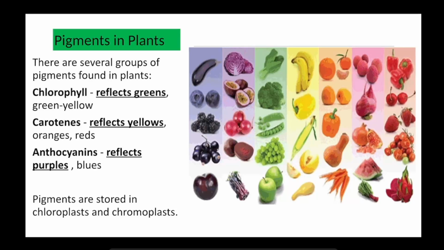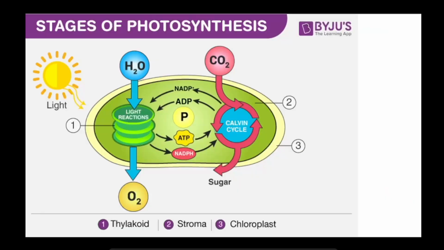Chlorophyll reflects green, but you also have carotenes. These reflect yellows, oranges, reds. You'll see these in carrots. And then anthocyanins, these reflect purples. You might see that in an eggplant. So based on the color that you see, that's the color that was reflected off of the plant. And these different pigments give us different colors.